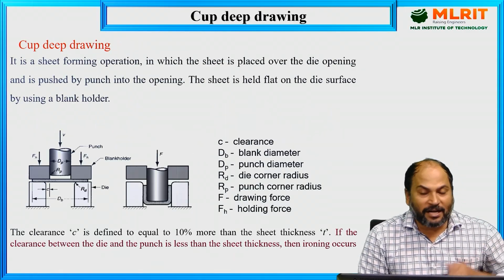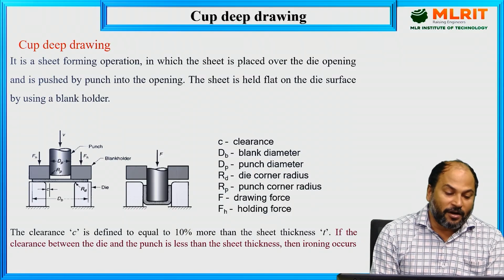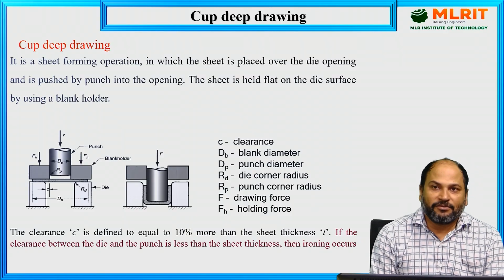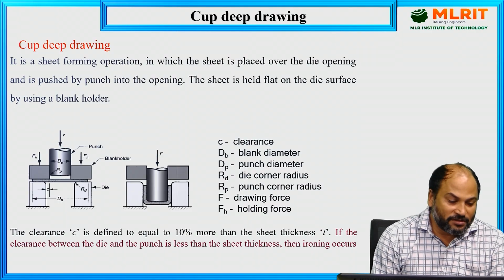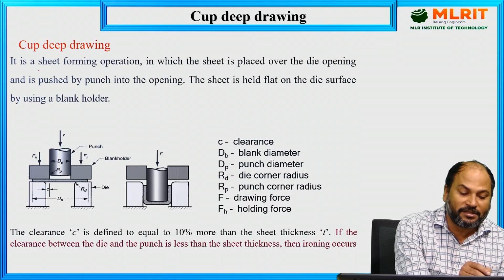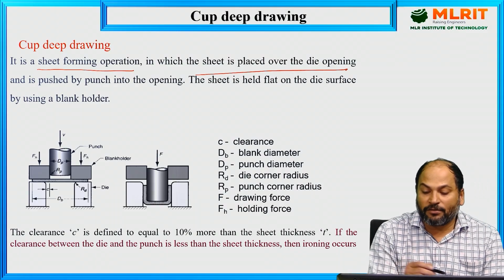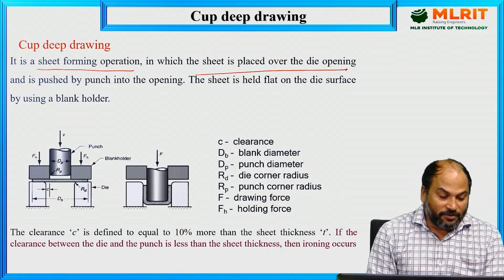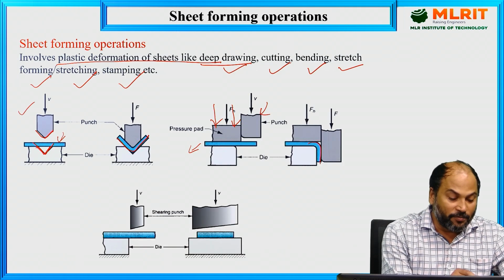Now, we'll start the first process. This is cup deep drawing, and we'll try to see in detail what actually happens in this process. So this is a sheet metal operation, which we have already discussed, in which the sheet is placed over the die opening. So this die opening is there. We have already seen it in bending. This die opening is there.